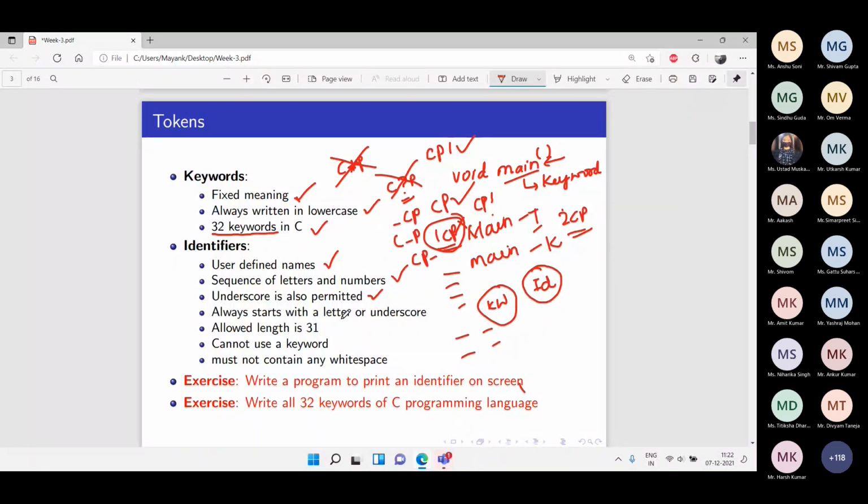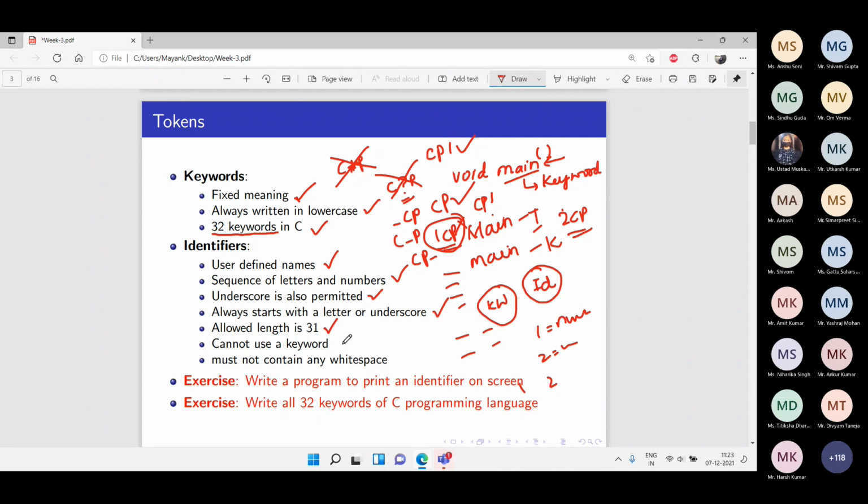You have just qualified JEE. It's written that an identifier must always start with a letter or underscore. This means a number is not allowed. If 1 is a number, 2 is also a number, 3 is also a number. No number is allowed at the start, as simple as that. Allowed length is 31.